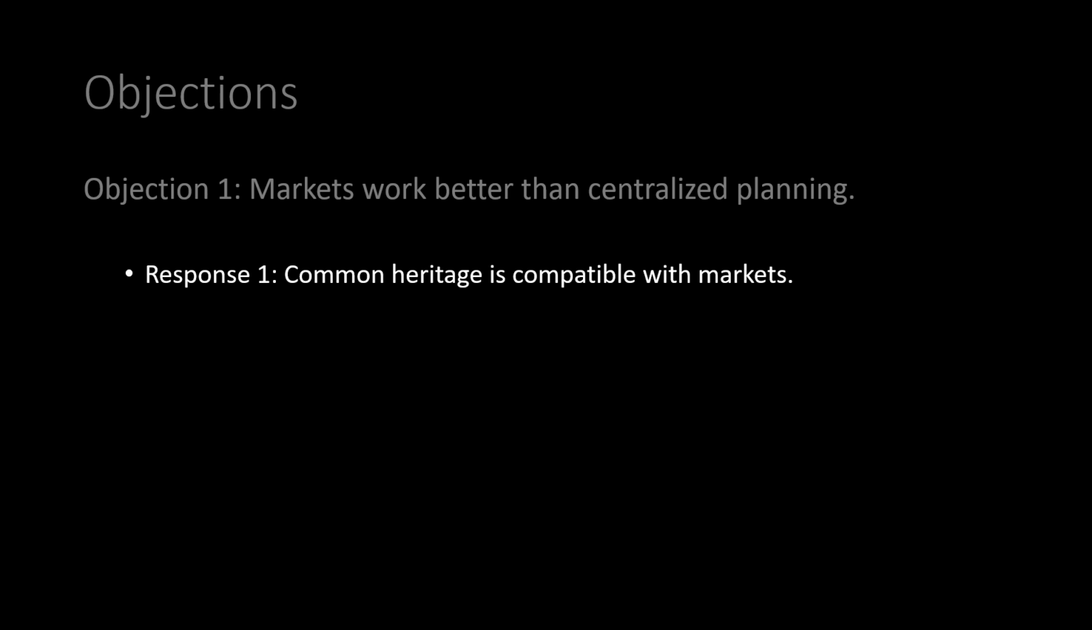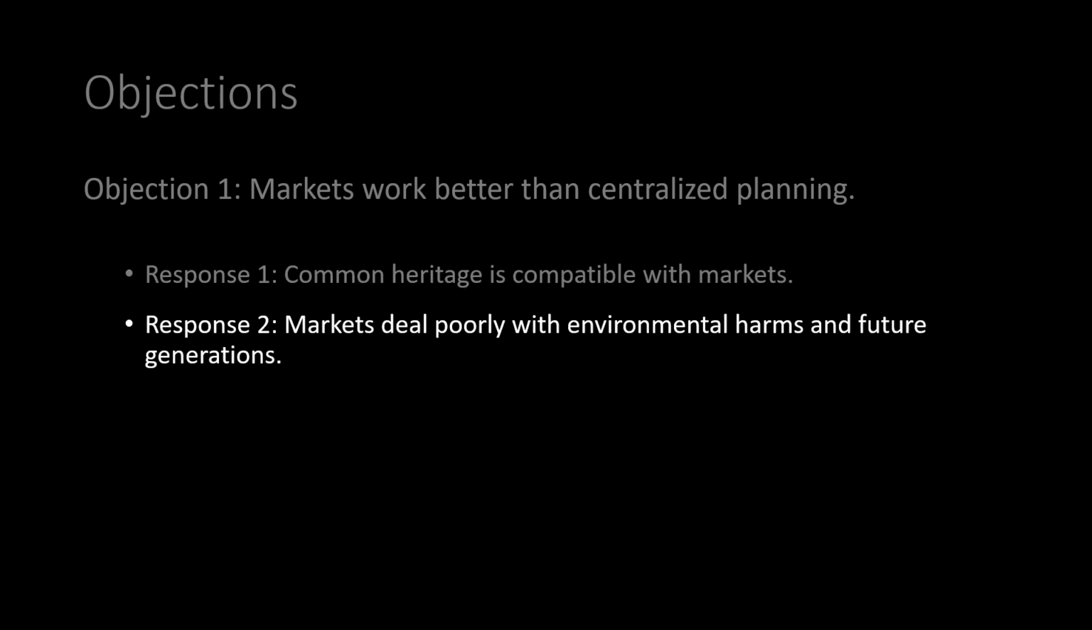The first response is that common heritage is compatible with markets. The Common Heritage Organization can sell or lease opportunities to the highest bidder. The second response is that markets have done a poor job considering public goods such as the environment or the adverse effects on future generations, and there's a reason for this. These are costs that can be forced on other people without their consent. In economic terms, they're called negative externalities.